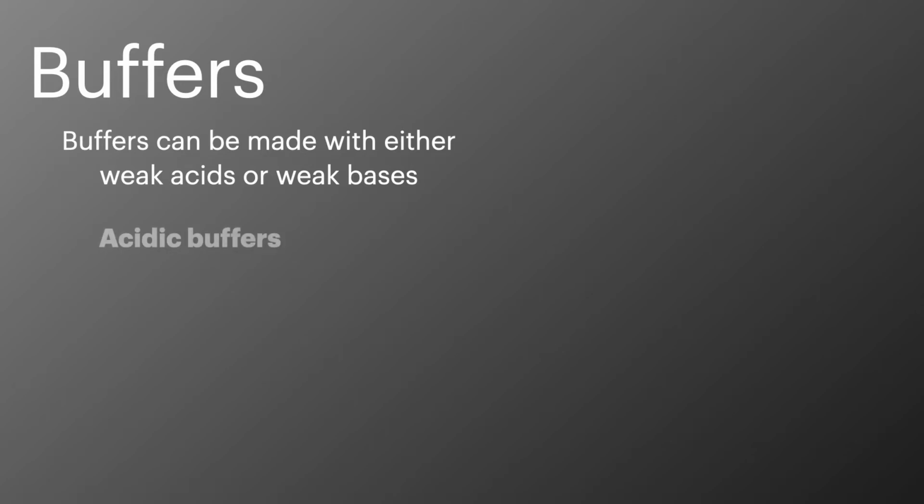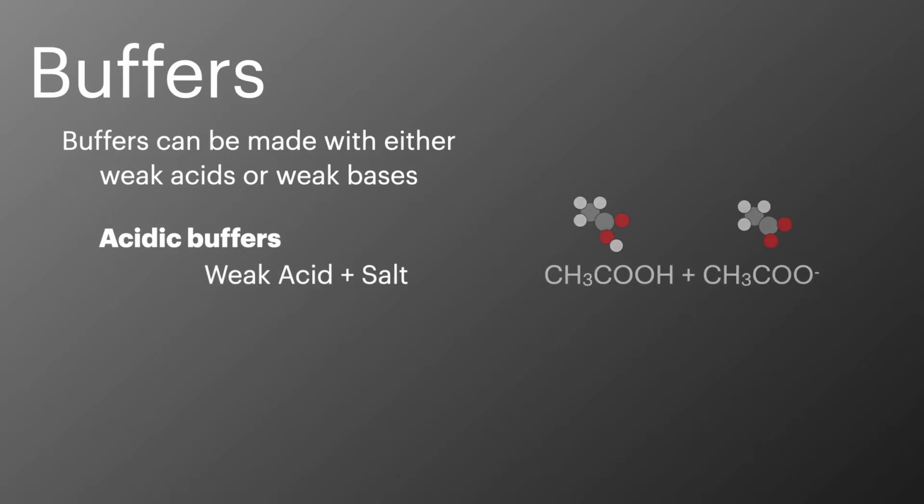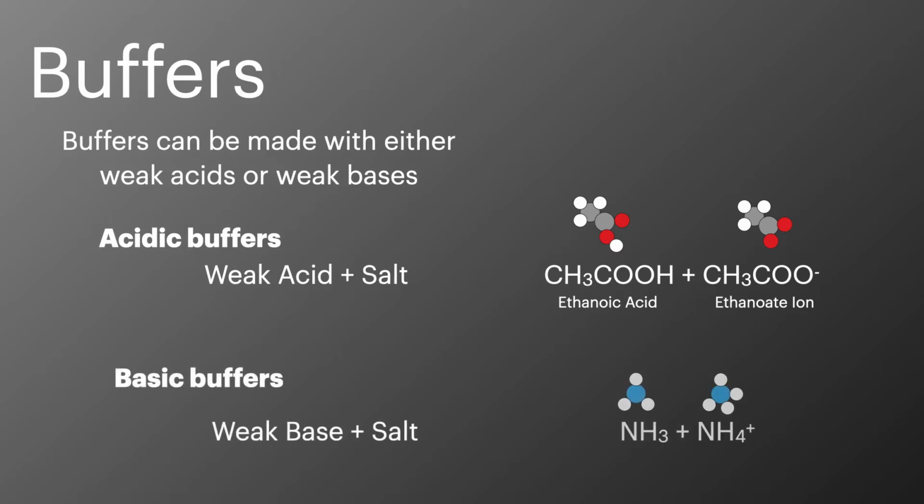There are two main types of buffers that we need to know about for the AQA syllabus, ones that are formed from weak acids and ones that are formed from weak bases. Acidic buffers are made with an equilibrium between a weak acid and a salt. The most common example is ethanoic acid and a salt of ethanoate ions. Basic buffers are made from an equilibrium between a weak base and a salt. A fairly common example that we see in the syllabus is ammonia with ammonium ions.